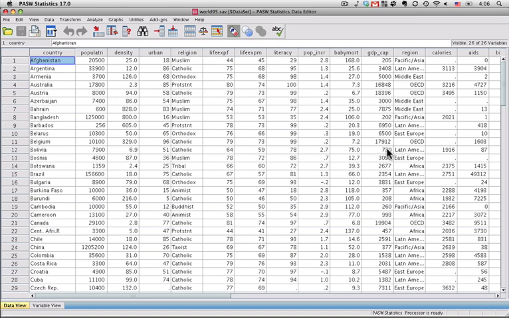Multiple regression is used to predict the values on a quantitative outcome variable using several other predictor variables. They can be quantitative or categorical, and so on.